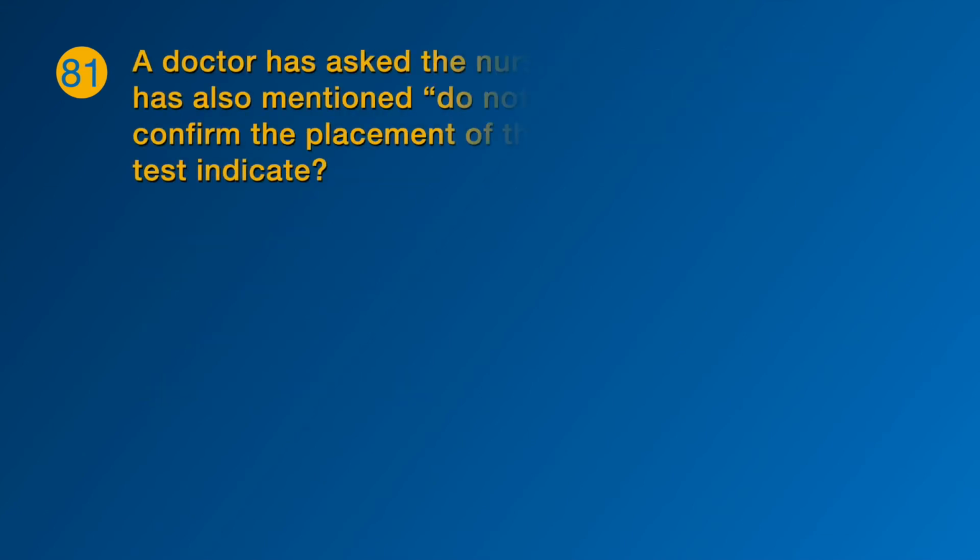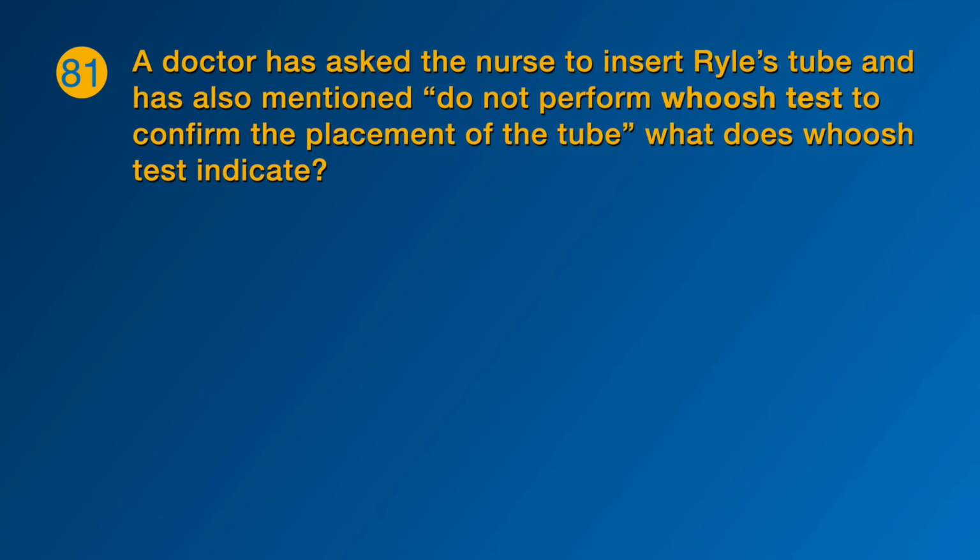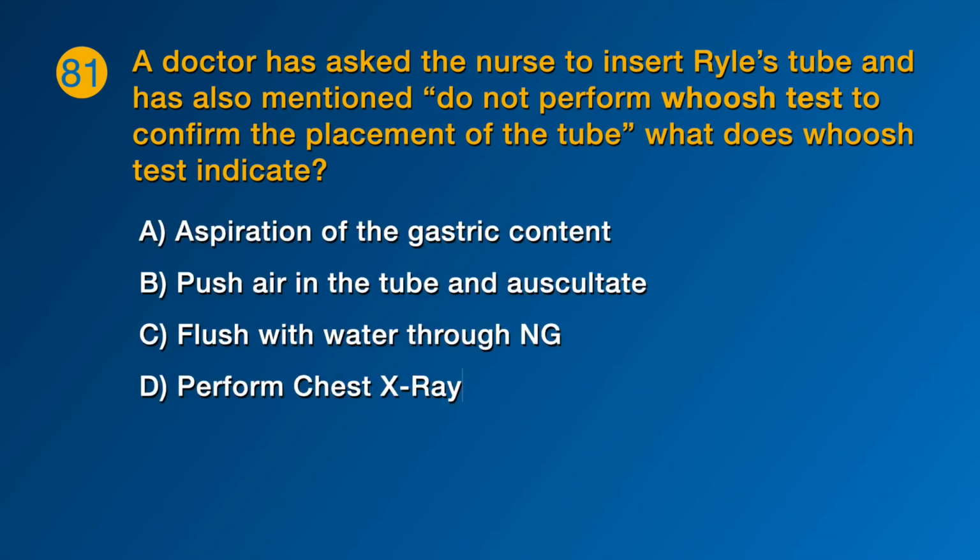Next question is, a doctor has asked the nurse to insert Ryle's tube and has also mentioned do not perform X-ray test to confirm the placement of the tube. What does the test indicate? Options are aspiration of gastric content, push air in the tube and auscultate, flush with water through NG, perform chest X-ray. Correct answer is B. Push air in the tube and auscultate to confirm placement of the tube.